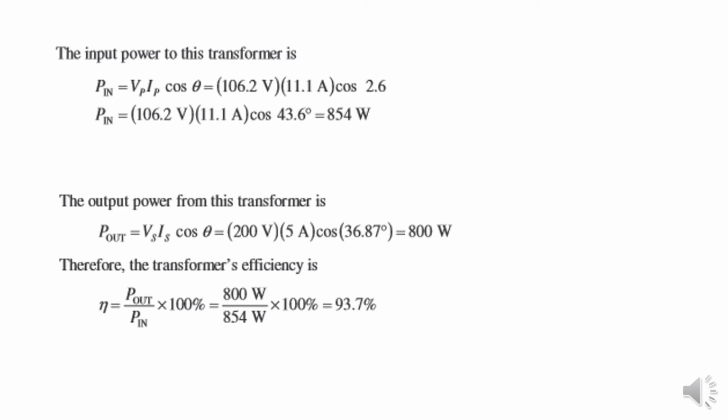Then the output power will be equal to VS times IS times cos theta. Since we know the output voltage and output current, we can calculate the output power. VS is the RMS output voltage, 200. IS is 5 and the angle between them is 36.87. Therefore, multiplied by cos 36.87, it will be 800 watts. Therefore the transformer efficiency, eta, we can calculate as output power divided by input power multiplied by 100%, which is equal to 93.7%.